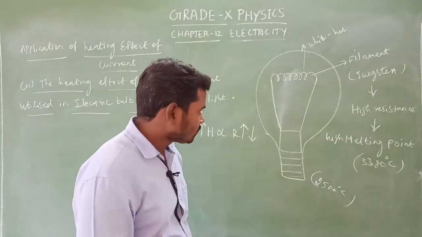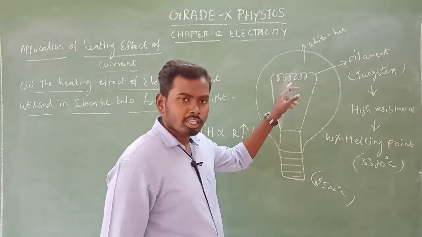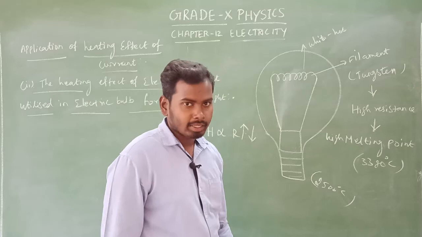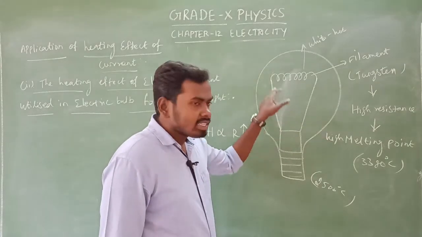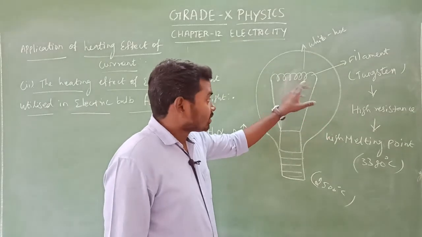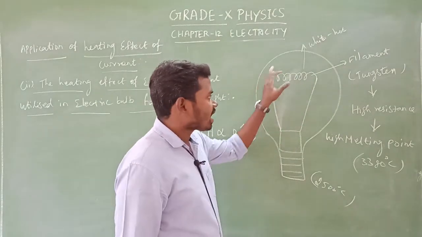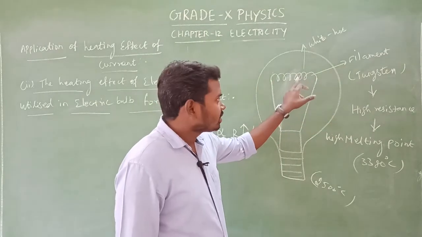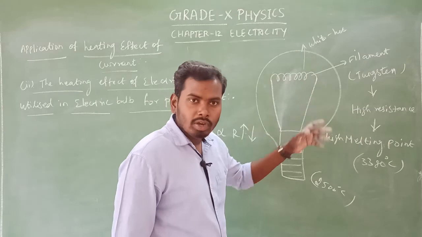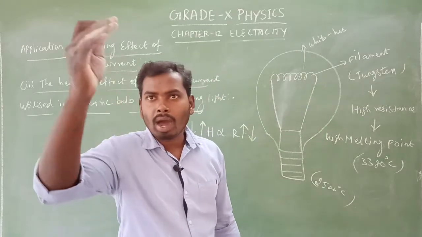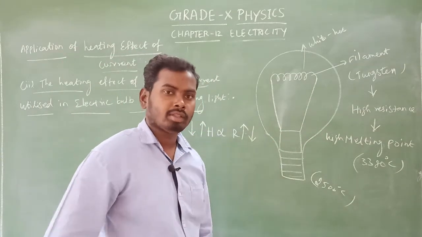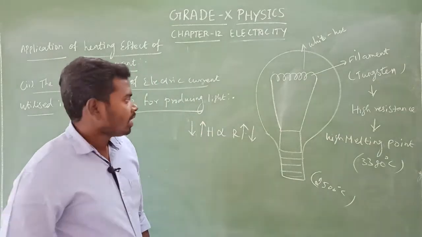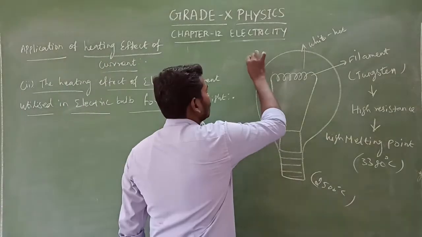Next you may ask me, sir, this tungsten filament produces heat energy. So if there is air inside, the heat reacts with the air and it will burst out, sir. Then how is the bulb continuously glowing, sir? You may ask me like that. That is a common question.